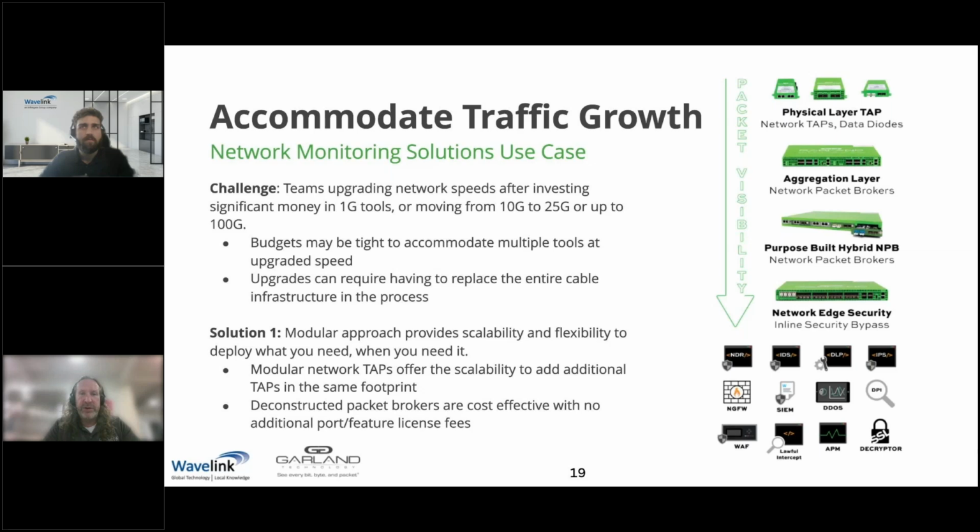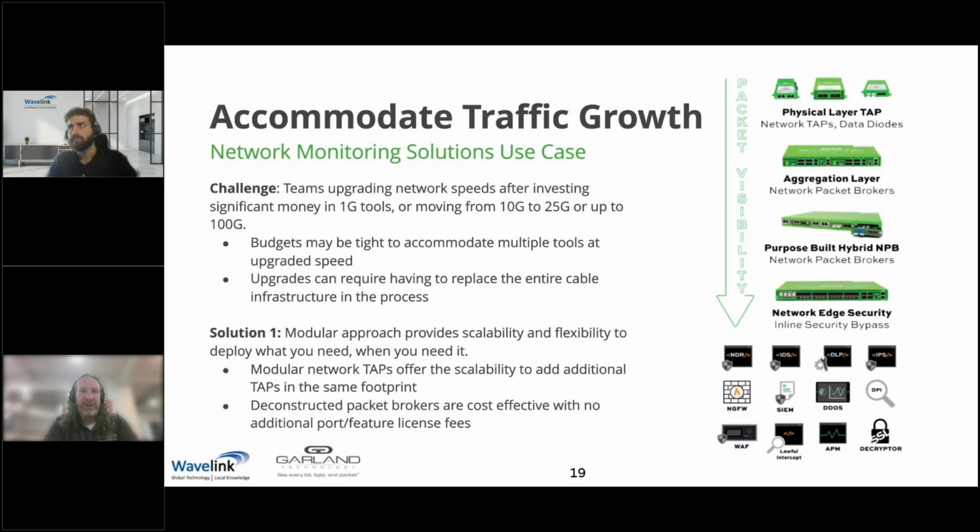And as you continue to grow, we always like to say that we do a tap to tool architecture. So with your tools, you may have security and monitoring tools that maybe are 1 gig sensors, or 10 gig, or 25 gig. And by instrumenting your network with network taps and packet brokers and aggregators, what we allow you to do is really simplify it. So you may find that you have an environment that maybe you went from 1 gig to 10 gig as an example, and you may only be running half a gig utilization.